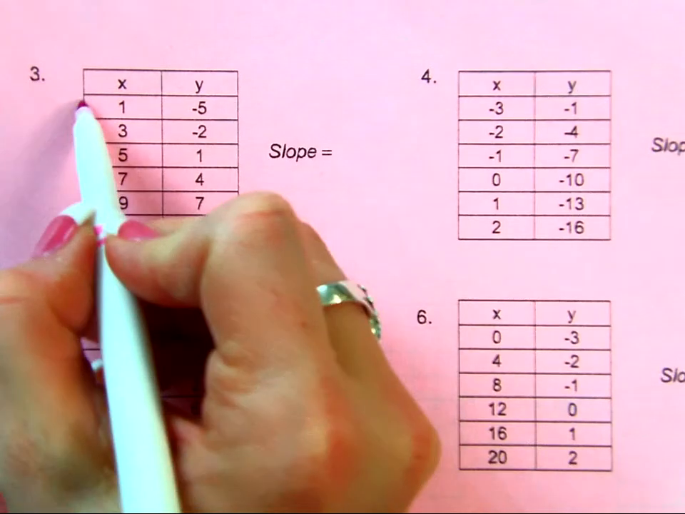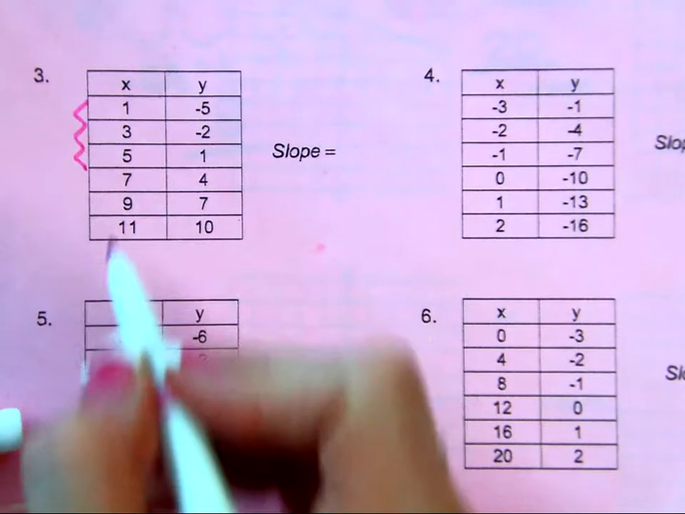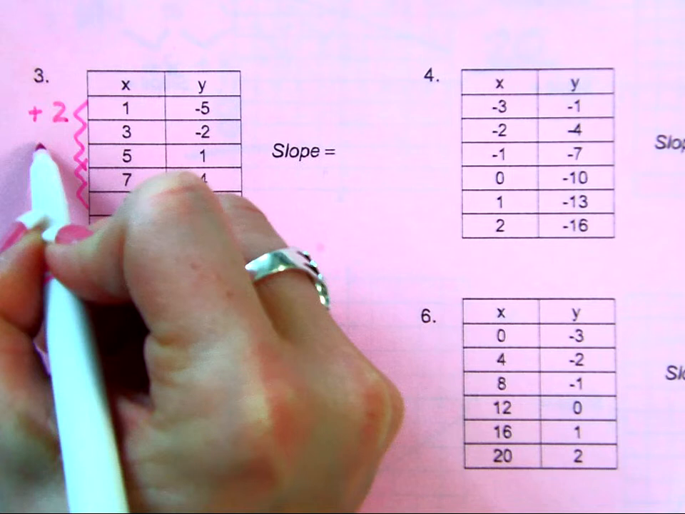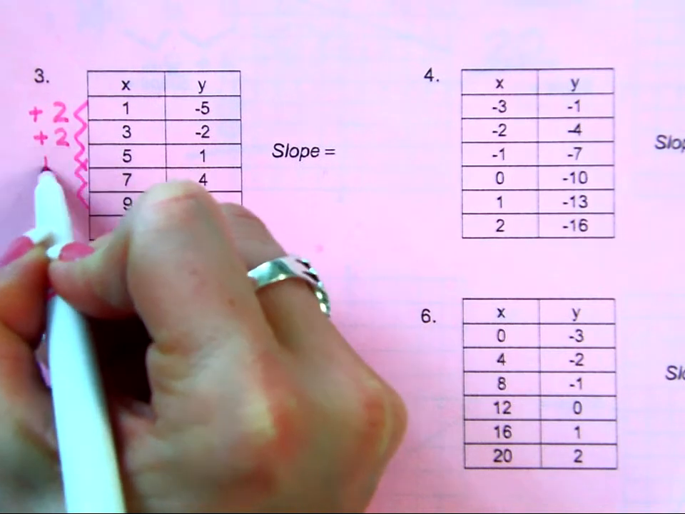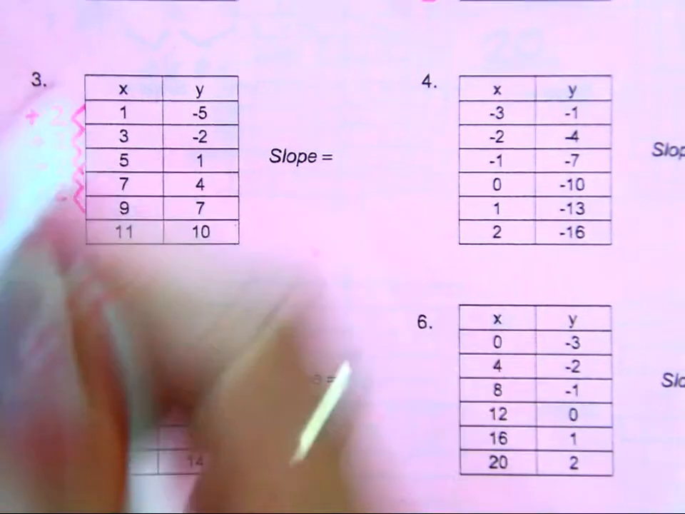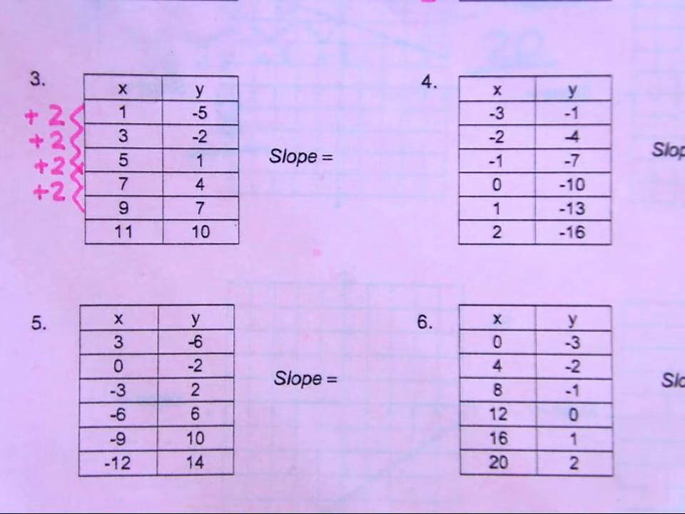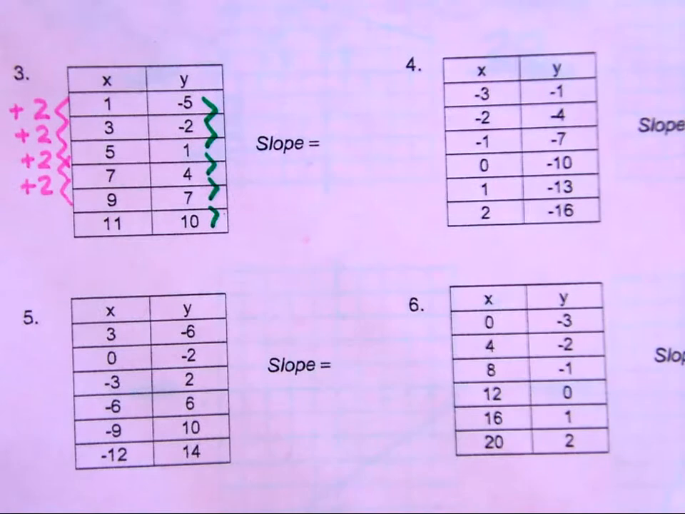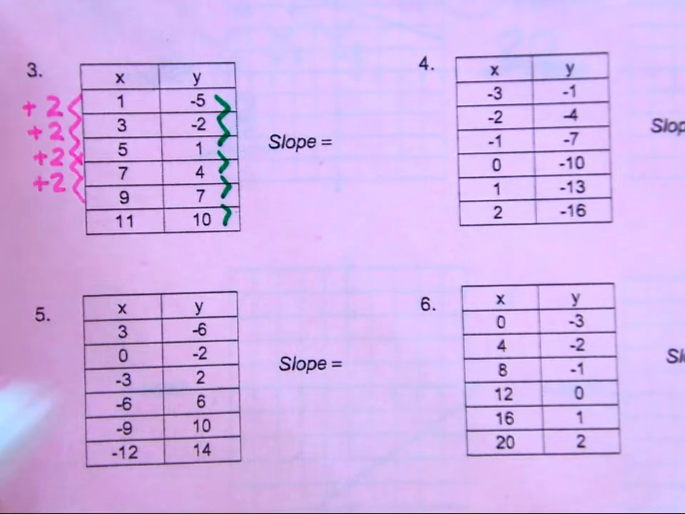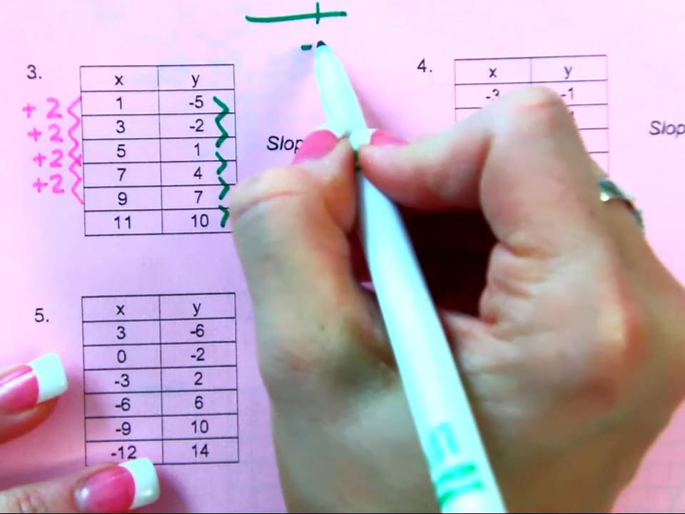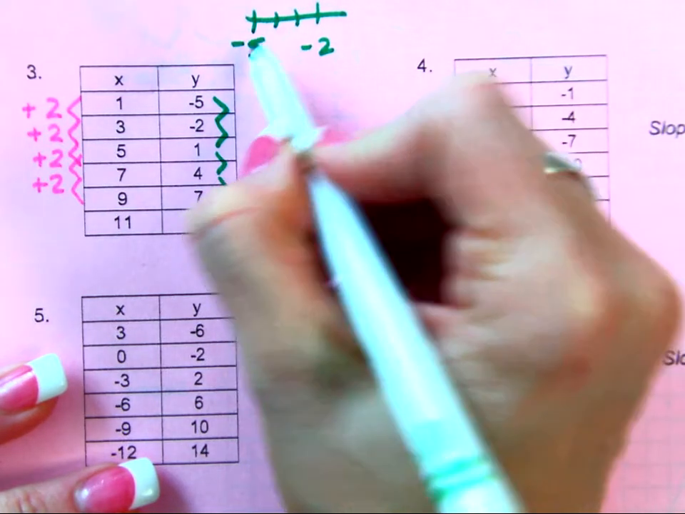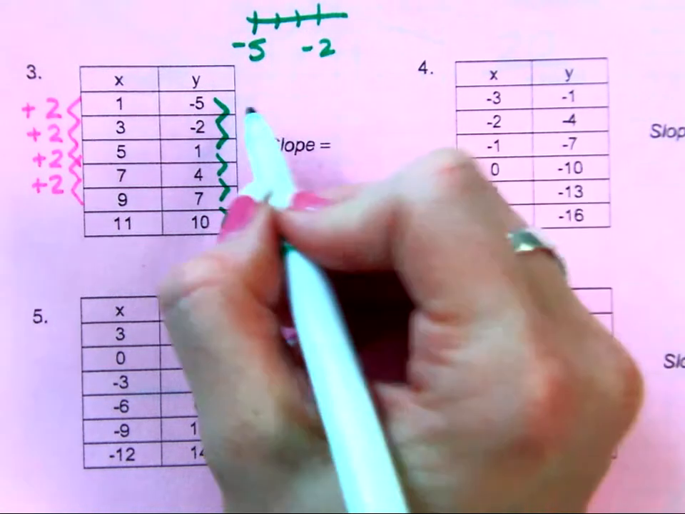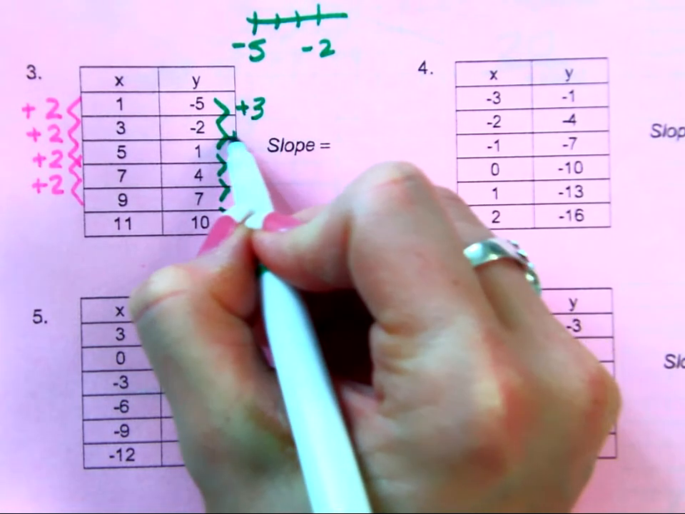What is x changing by here? It's going up 2. Up 2. Stay with me. For every 2 that x is going up, what's happening here? It's not going down. Think about your number lines, please. If I'm at -5, I hop how many spaces? It's going up 3. You have to know your number line spacing.